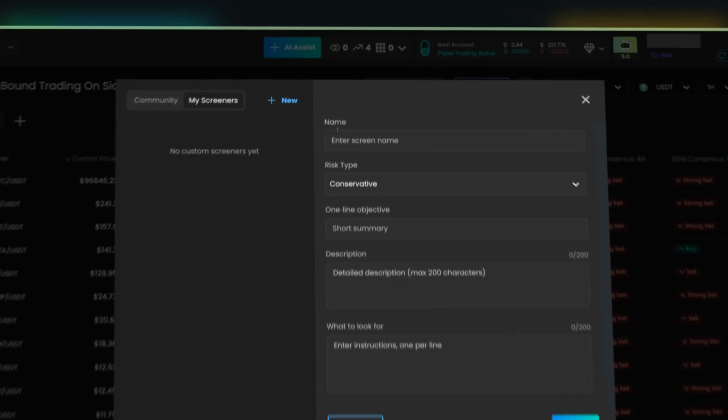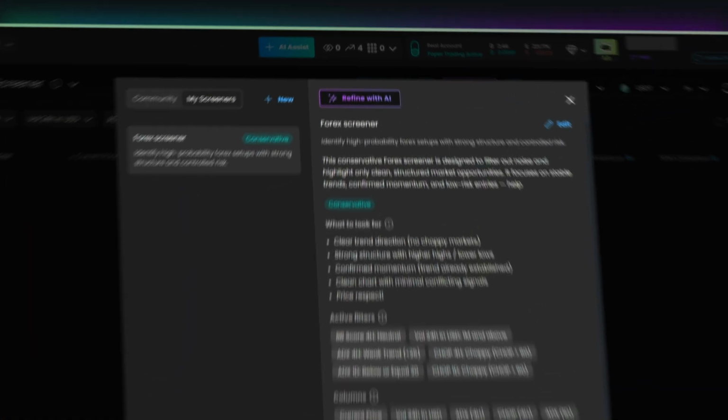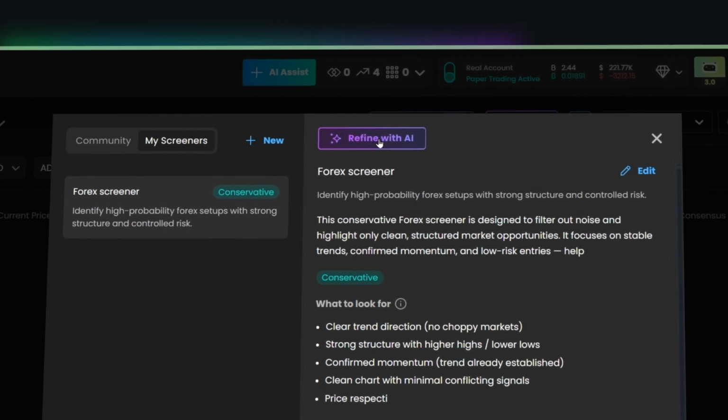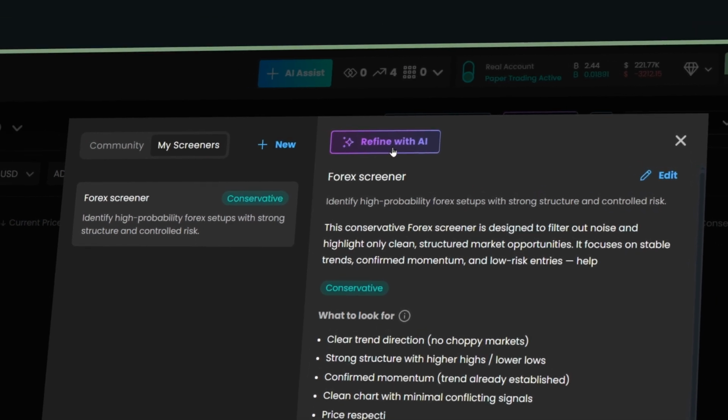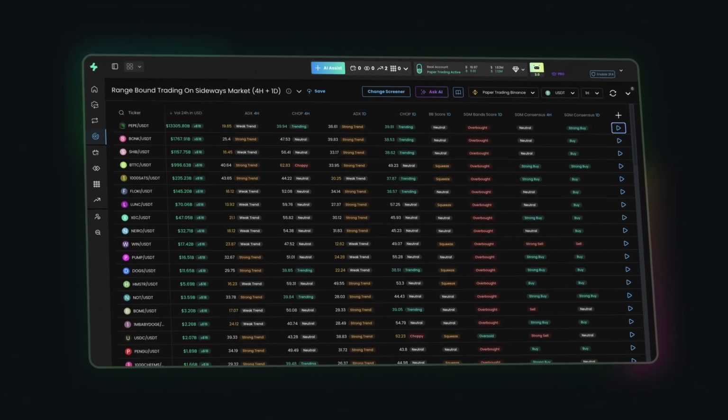Build your own screener, add your playbook, refine filters, save it, and share it with the community. Or let AI help you build a screener that matches your strategy. This is what SageMaster changes. You stop wasting energy searching liquidity and start acting with clarity.